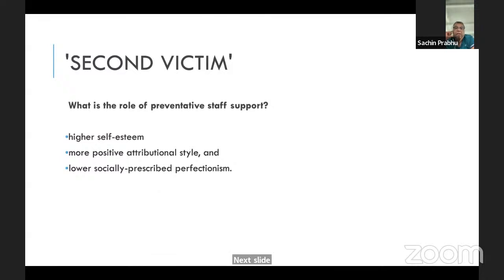What is the advantage? Higher self-esteem. Again, it's self-explanatory. If you help with that, you definitely feel better and you get back to normality much earlier. Next slide.